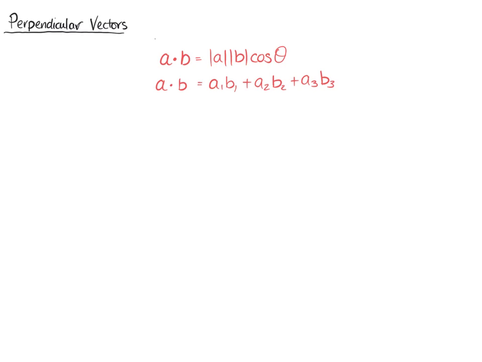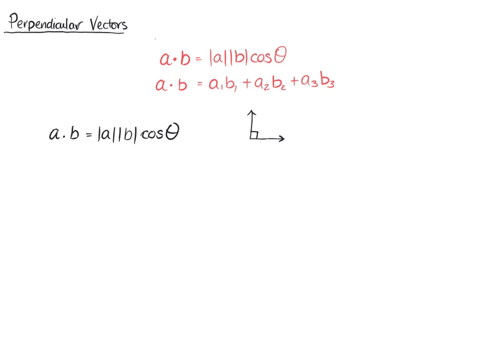So if we look at our first formula for the scalar product, we have the scalar product, or the dot product of A and B, is equal to the magnitude of A times the magnitude of B times the cos of the angle in between them. Right, so we know that if vectors are perpendicular, with 2 vectors like this, the angle between them is 90 degrees.